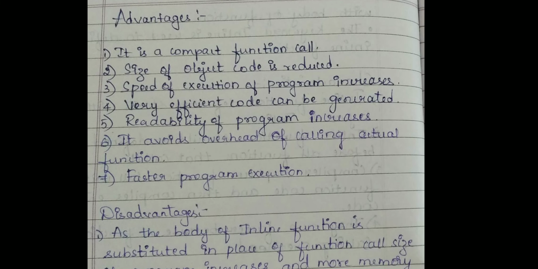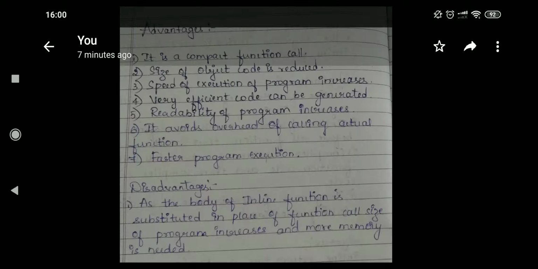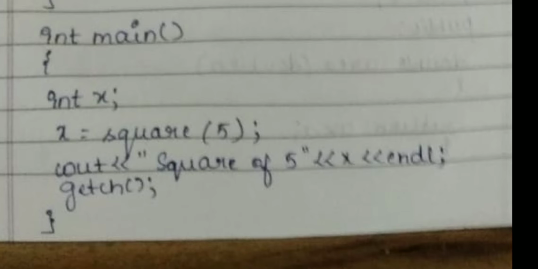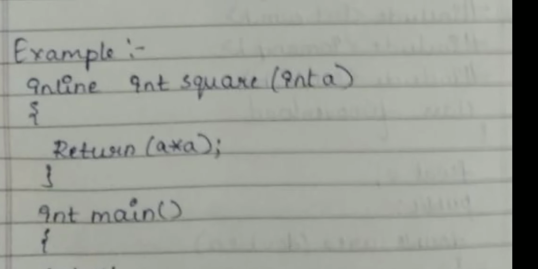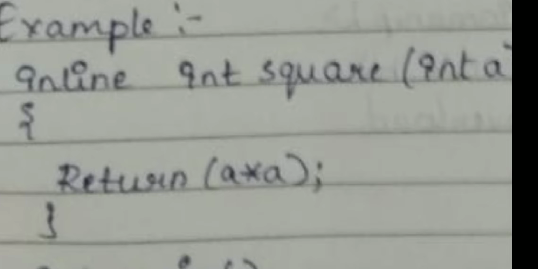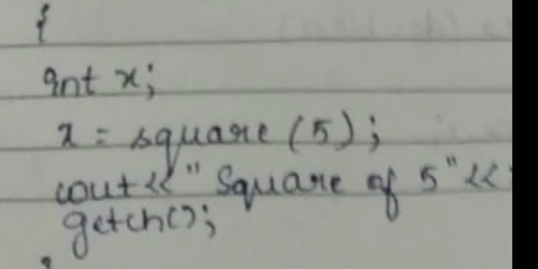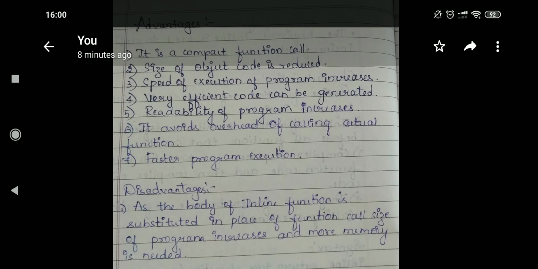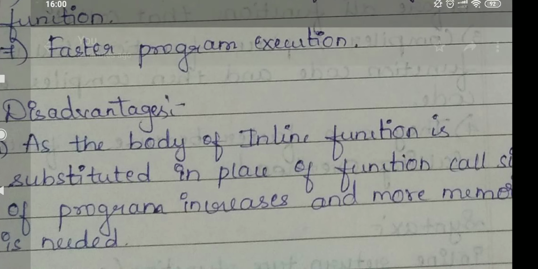Disadvantage is, look here. Now you can observe the size here, program, inline function. Actually the main function only will execute first. So in place of square of 5, this entire inline function will be replaced. Now the size of main will increase. The second time it executes, again the square function is replaced. Again the size will increase. Like that the size of the program will increase. So the disadvantage is that the size of the program will increase.